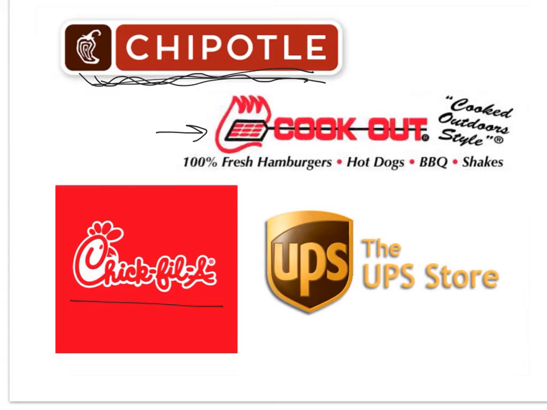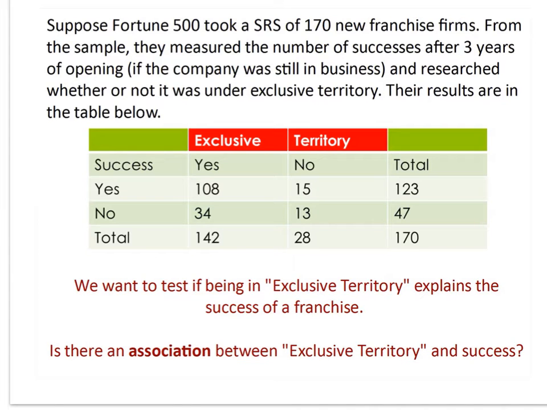So with that understanding, let's take a look at this example. It says, suppose Fortune 500 took a SRS of 170 new franchise firms, so people who just opened their own Chick-fil-A or opened their own Chipotle. From the sample, they measured the number of successes after 3 years of opening, so they looked and saw was the company still in business, and researched whether or not it was under exclusive territory, meaning whether or not it had the rule that no one else could put the same store nearby. The results are in the table below.